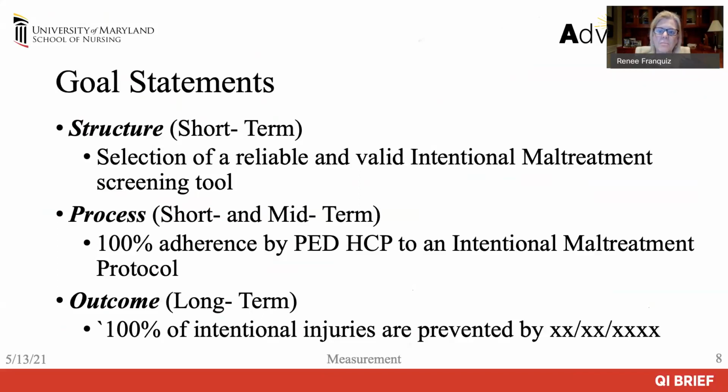Lastly, the outcome of interest at Delta Hospital, designated as a long-term goal, was the prevention of injury. Note that this reflects the impact of the practice change on the patient. While outcome measures are considered the gold standard for evaluating quality, outcomes are not always feasible to measure during DMP projects due to the limited implementation period during an academic term.